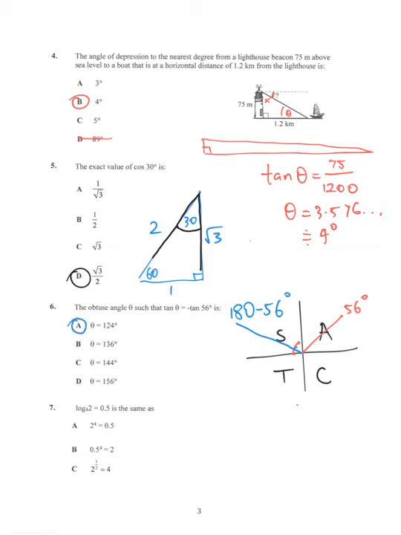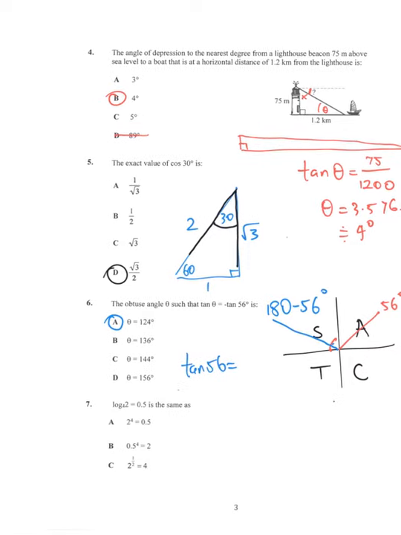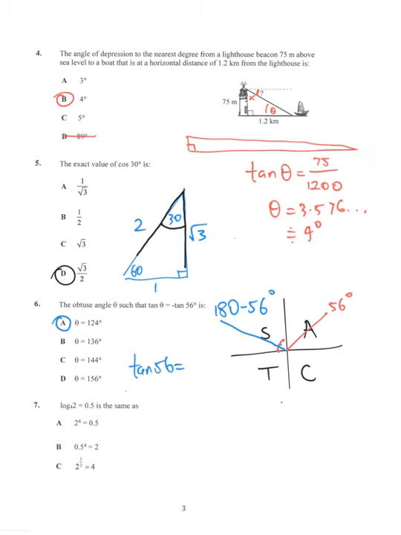So what we can then say is that we could reverse this as well. We could go tan 56 is equal to minus tan 124, or the other way around. But 124 and 56 add up to 180 degrees, which is what we're looking for here.